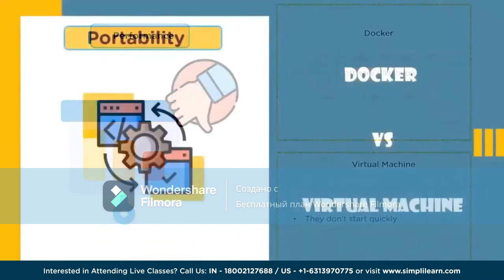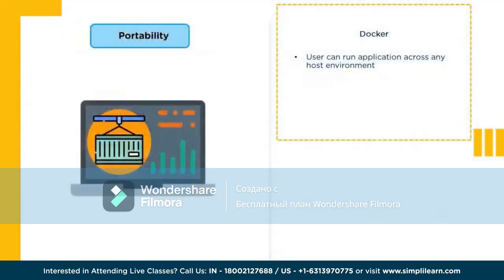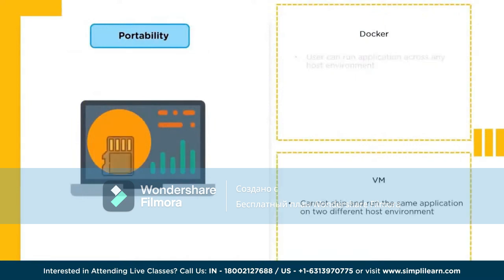Now, let's talk about the next difference, which is portability. With Docker containers, a developer can build an application and store it in a Docker image. Later, he or she can run it across any host environment. But when it comes to virtual machines, they have portability issues. Virtual machines do not have a central hub like Docker does, and they require more memory space to store data.